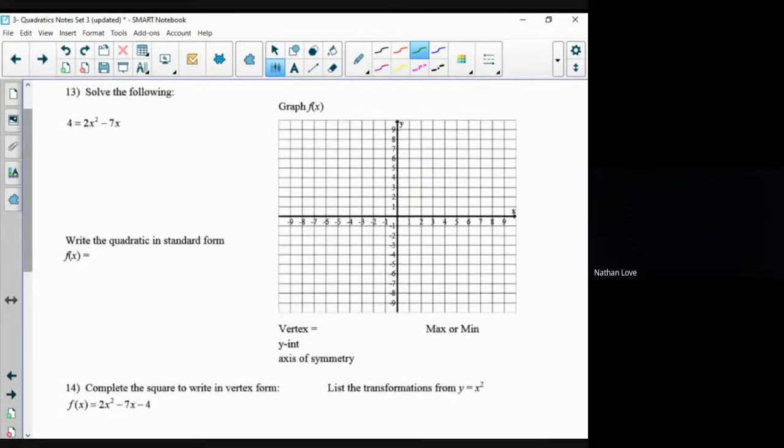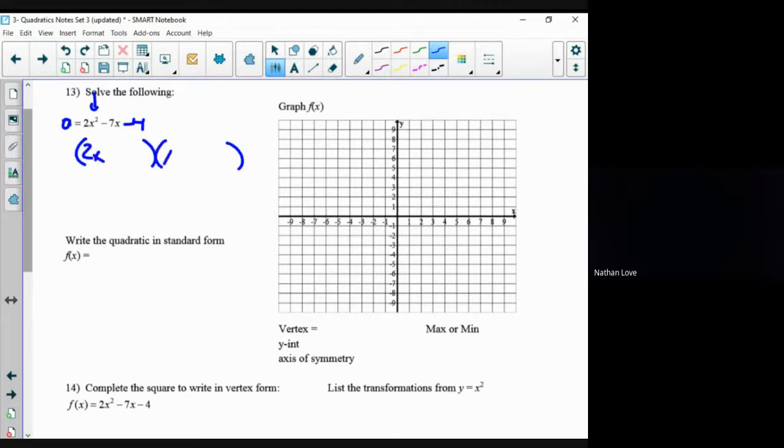Now, this one here, again, we have to solve the following. So I think I'm going to need to take the 4 and move it over. You got to set it equal to 0 first. Anytime you have a quadratic, in order to solve it, you've got to set it equal to 0. So I'm going to put a -4 here, which will make this 0 on this side. I will now go ahead and factor.